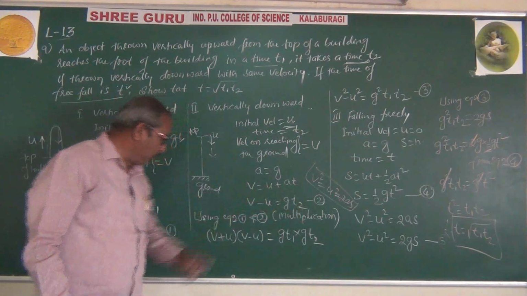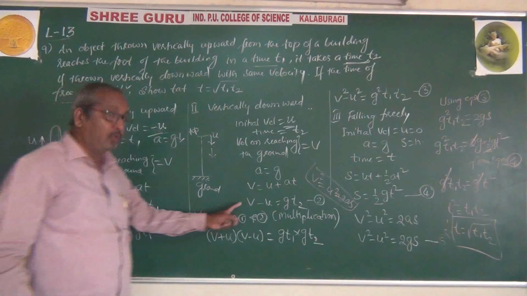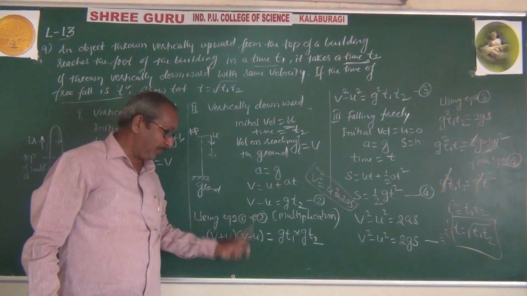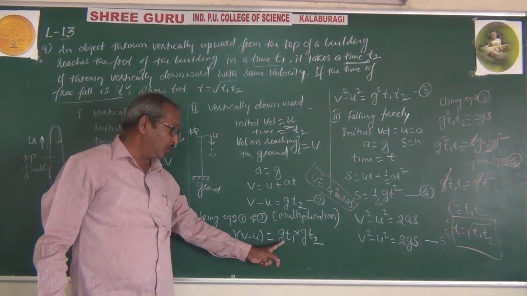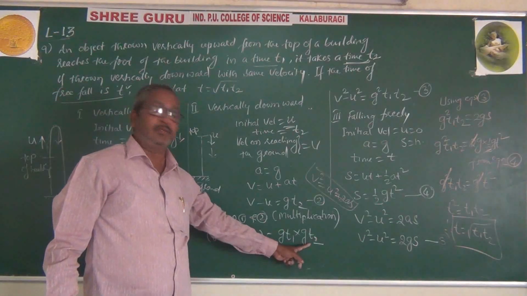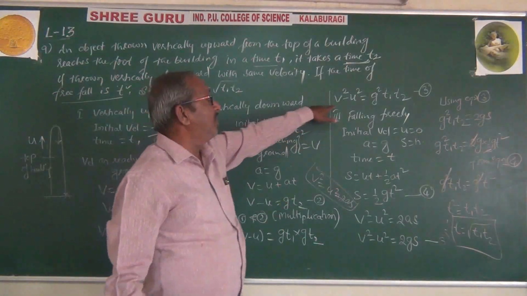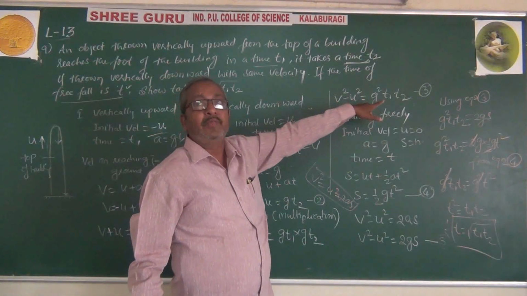Now this equation 2 and this equation 1 both will be multiplied. The multiplication is v plus u into v minus u equals g t1 into g t2. Therefore v square minus u square equals g square into t1 t2.